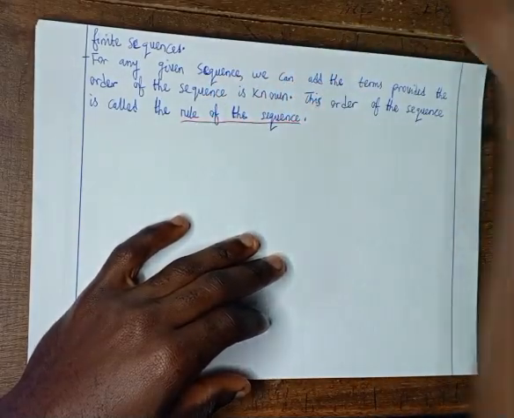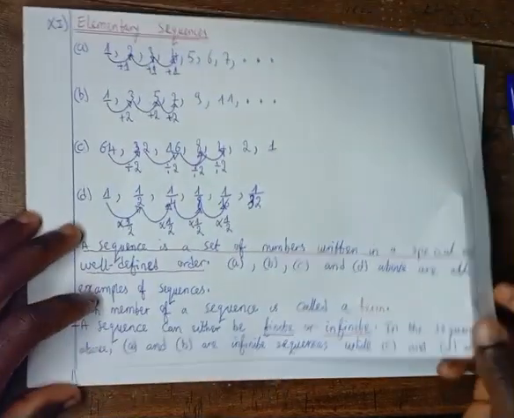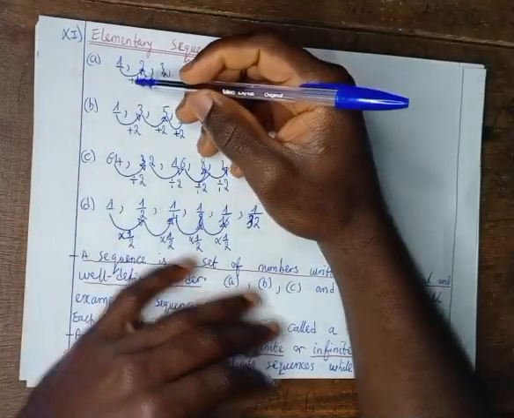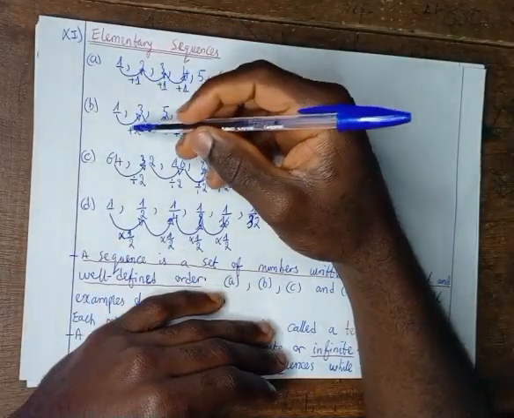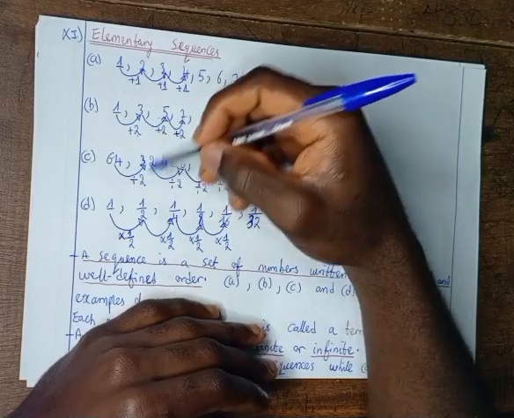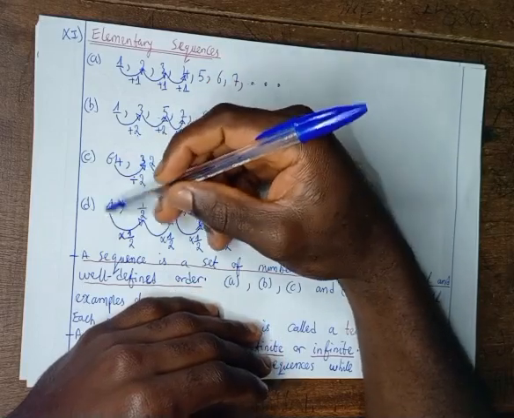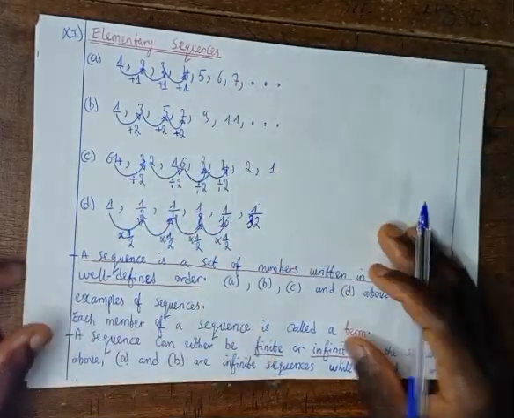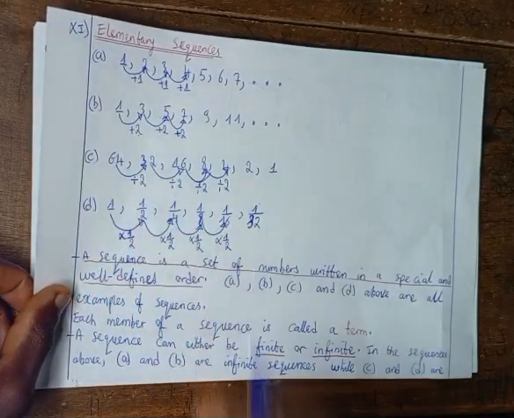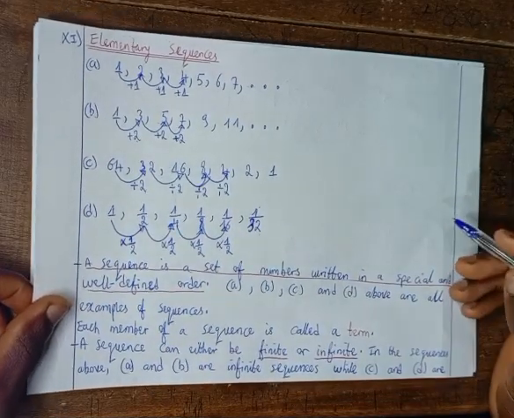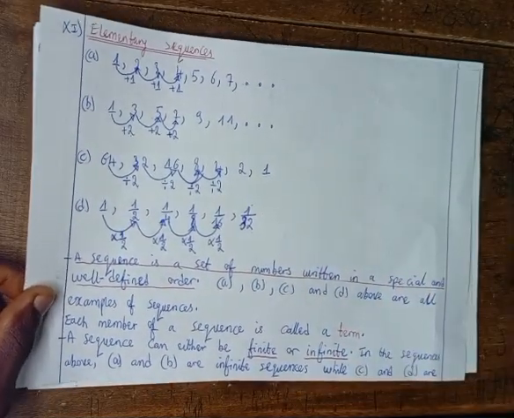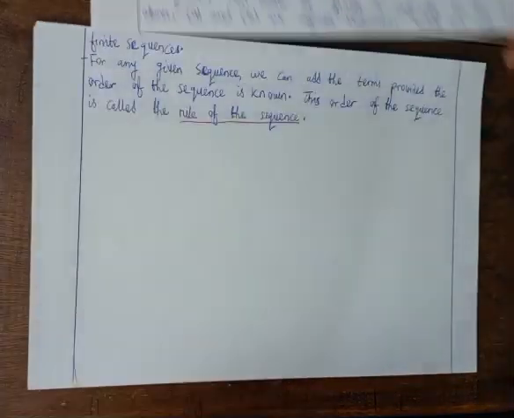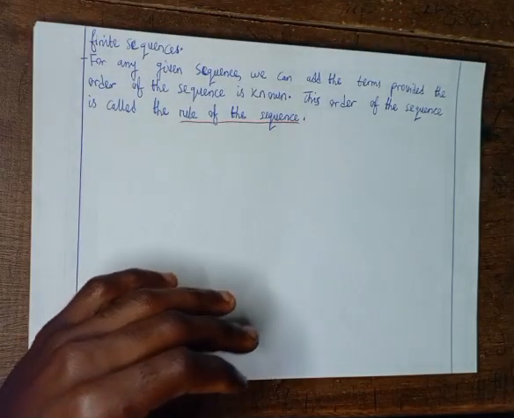You can see, like in the examples above, like here the rule is addition of 1, here the rule is addition of 2, here the rule is division by 2, and in D the rule is multiplication by a half. So when we know the rule of any sequence, it is possible for us to add the terms of that sequence. Now let's take an example.